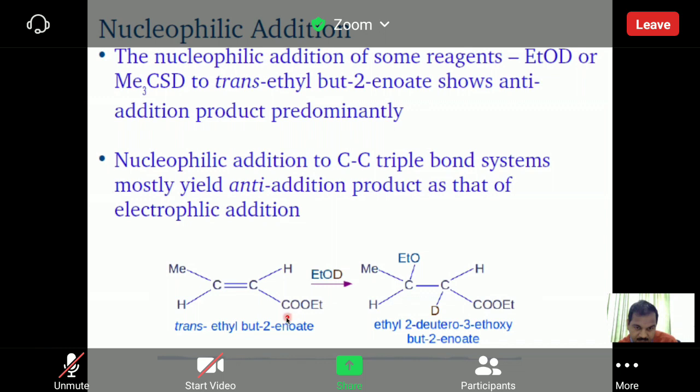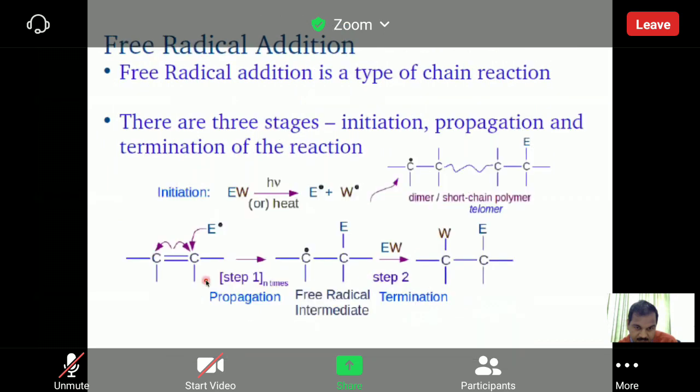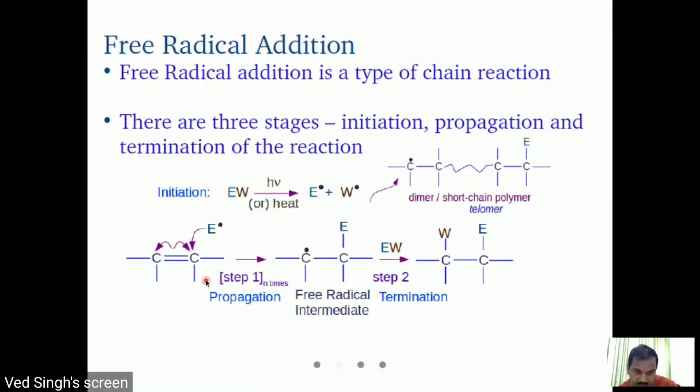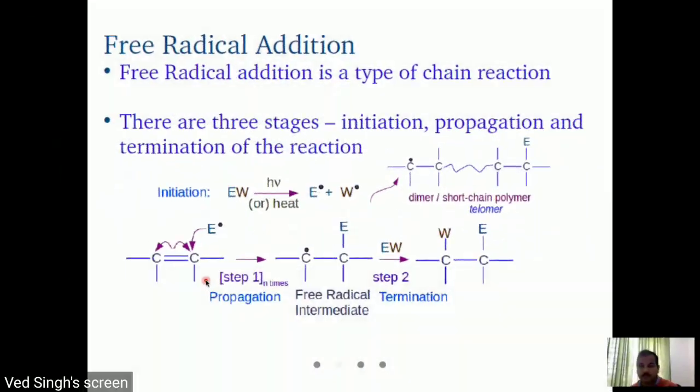Now we will see free radical addition. Free radical addition is a type of chain reaction. All of you have known since long how this reaction takes place. Either light or heat is required in a free radical reaction to form free radicals. There are three steps in this reaction: initiation, propagation, and termination. Initiation is by formation of a free radical. That will react with the reactant and form an intermediate radical.